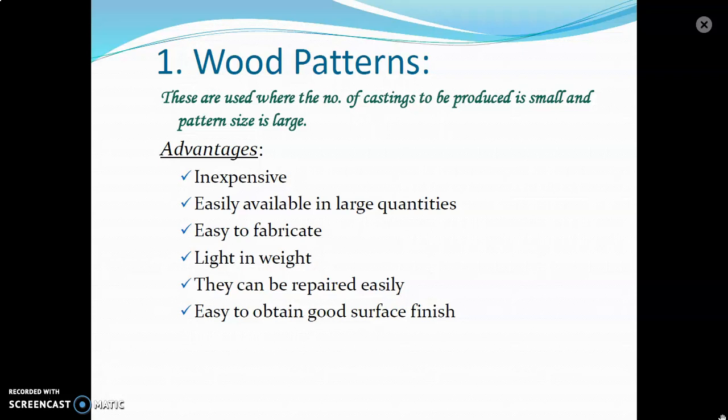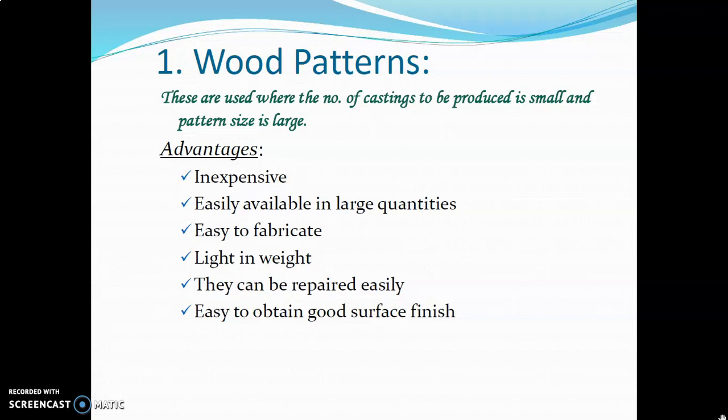Now we come one by one to the advantages and benefits of the different materials. Like we take wood, so it's an inexpensive material. It is very cheap, easily available in large quantity. You will find wood each and everywhere, easy to fabricate. It can produce a pattern with less effort and less machinery. In wood, you don't require any specific machines. Okay, light in weight, so it is very easy to handle.